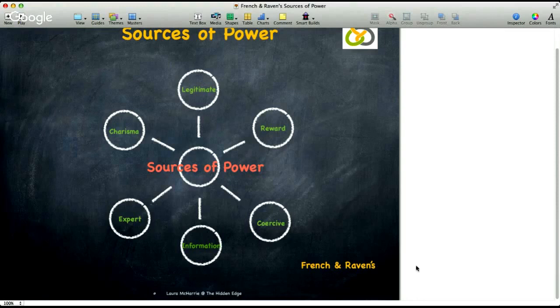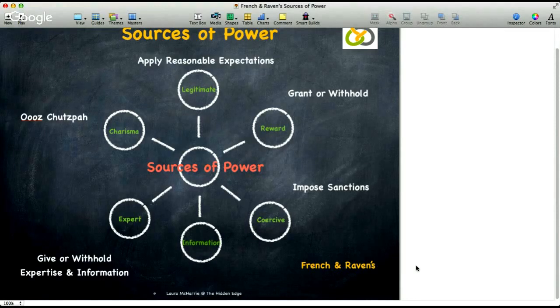So what do these titles actually mean? Well, the legitimate power is awarded by dint of position. There is a reasonable expectation that people will follow their directions. Reward power. This is the capacity of an owner to grant or withhold rewards to people. Coercive power. This is the capacity to impose sanctions or punishments on another person or groups of people.